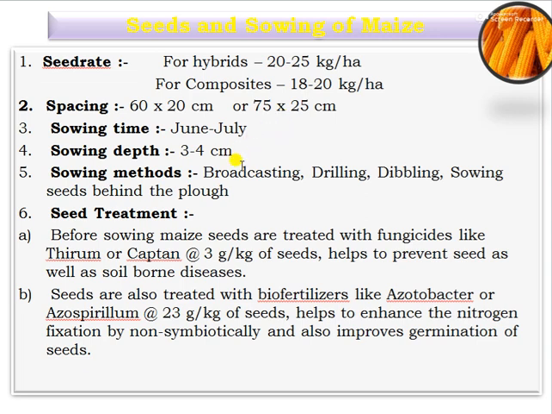Methods of sowing followed in maize are broadcasting, drilling, dibbling, and sowing seeds behind the plough. Then seed treatment: before sowing, maize seeds are treated with a fungicide like Thiram or Captan at the rate of 3 gram per kg of seeds. It helps to prevent seed as well as soil-borne diseases. Seeds are also treated with biofertilizers like Azotobacter or Azospirillum at the rate of 25 gram per kg of seeds. It helps to enhance nitrogen fixation non-symbiotically and also improves the germination of the seed.